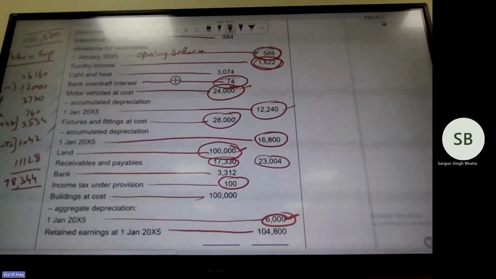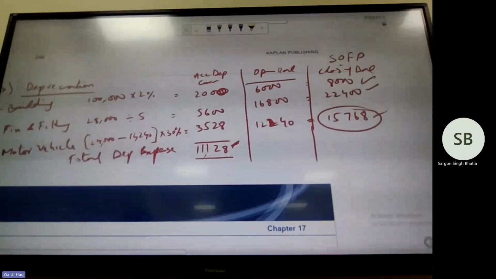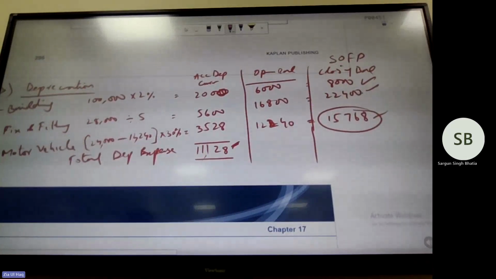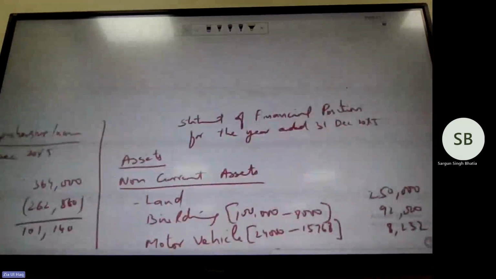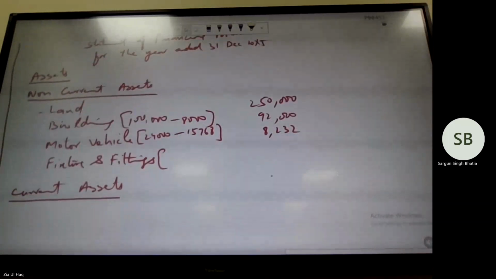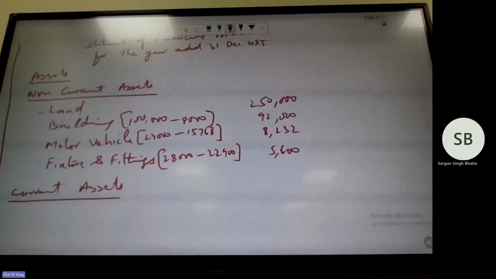And for fixture and fittings, we are having its cost 28,000, and its depreciation closing balance is 22,400. So 28,000 minus 22,400 will become 5,600. So these are the non-current assets total. Can you make a total for these non-current assets? Yes, sir.